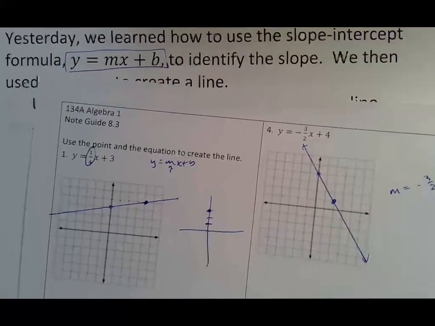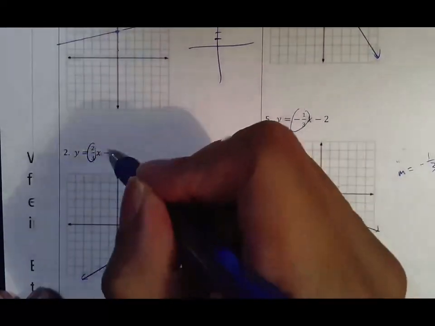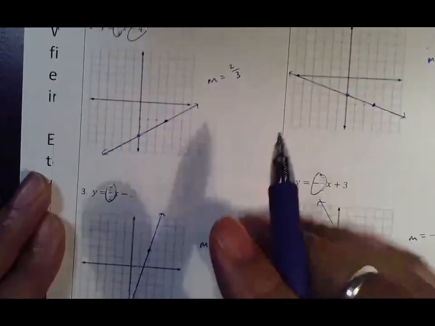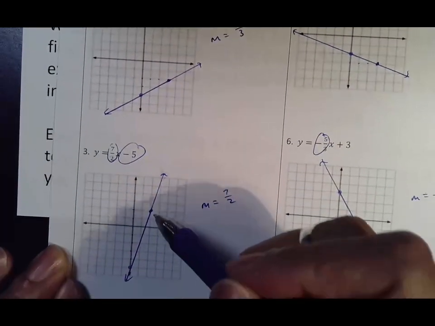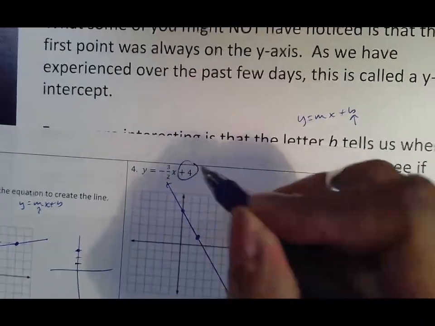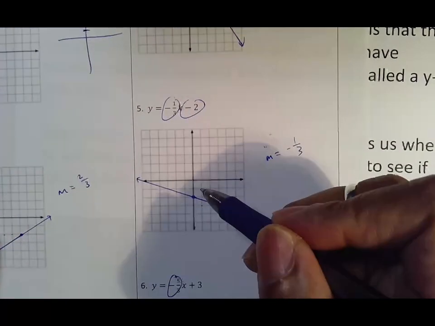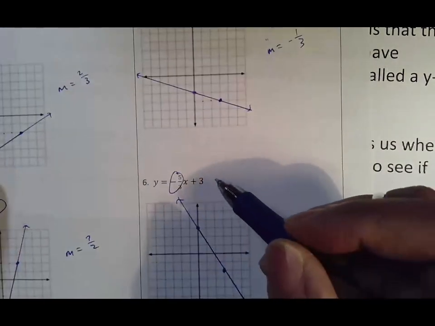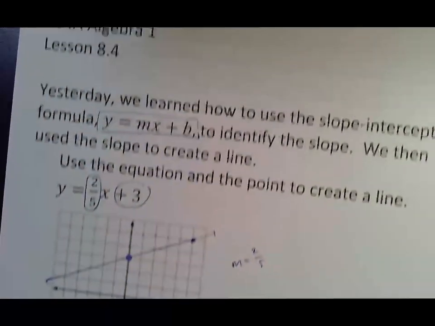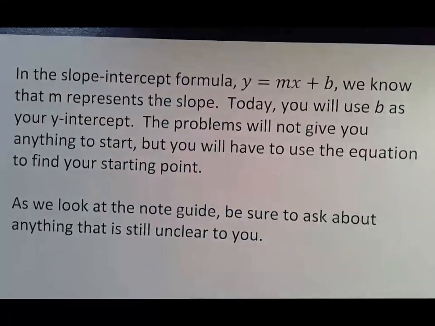Let's look at the sheet from yesterday really quickly. That's a +3. Look, 1, 2, 3. This was a -4, so you went down because it's negative 1, 2, 3, 4. This is -5, so you went down 1, 2, 3, 4, 5 from the origin. Here, this is +4, so from the origin you went 1, 2, 3, 4. Here is -2, so from here you went down 2, and here again is +3, so from the origin you went up 3.